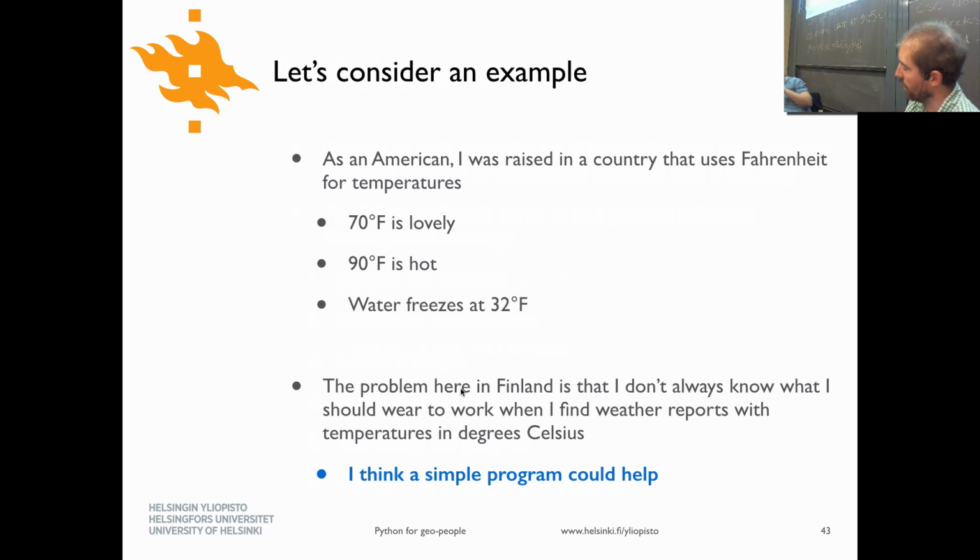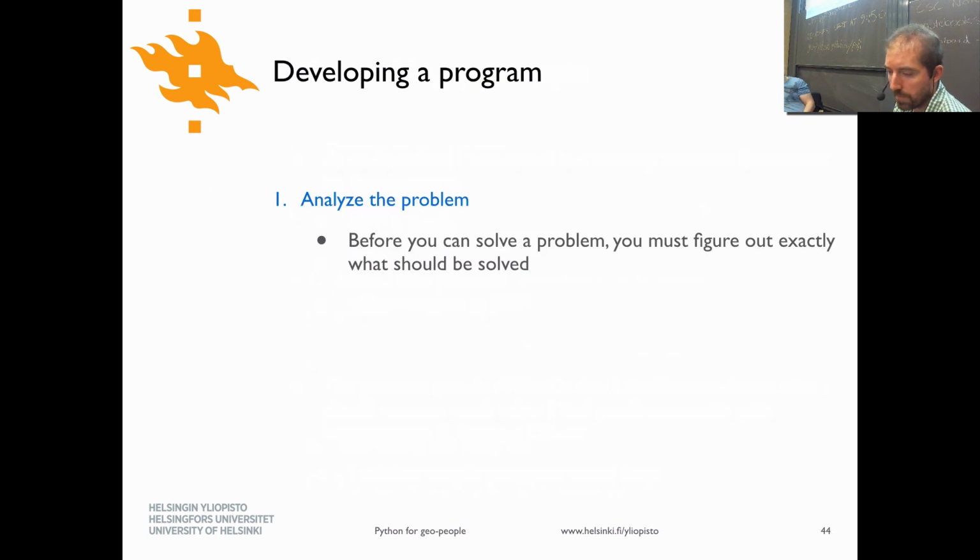And I think I can write a little program that will help with this. So the first step here is this: analyze the problem. Before we can even get anywhere near writing out a solution in terms of software, I have to think about what it is that I actually want to know. And in this case, I think the problem is relatively simple. I don't know what the temperature in Celsius means in terms of what clothing I should put on.